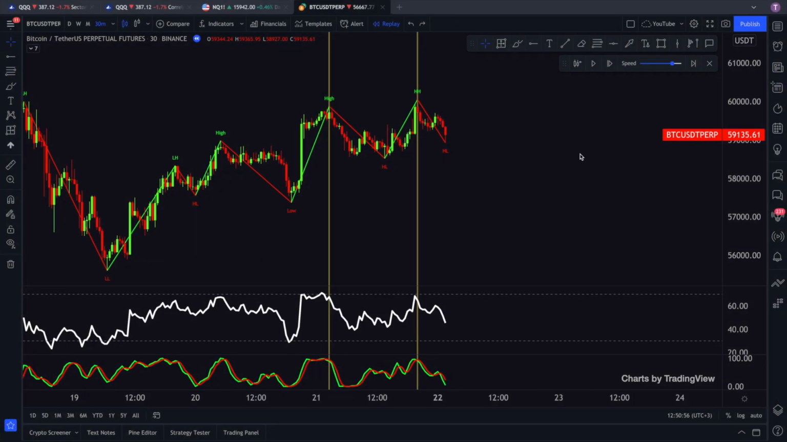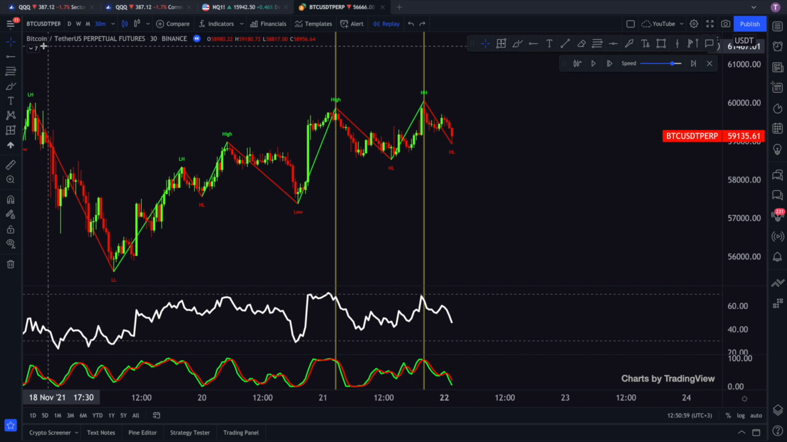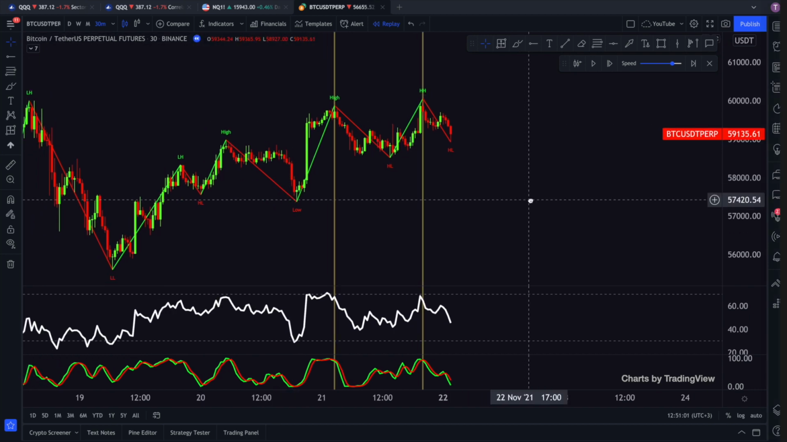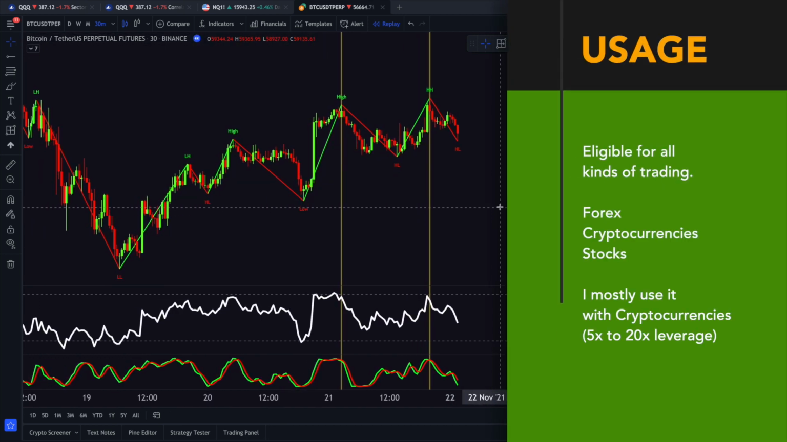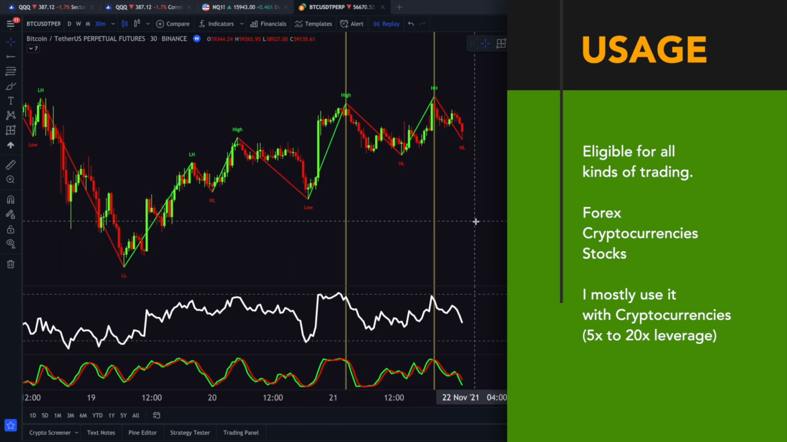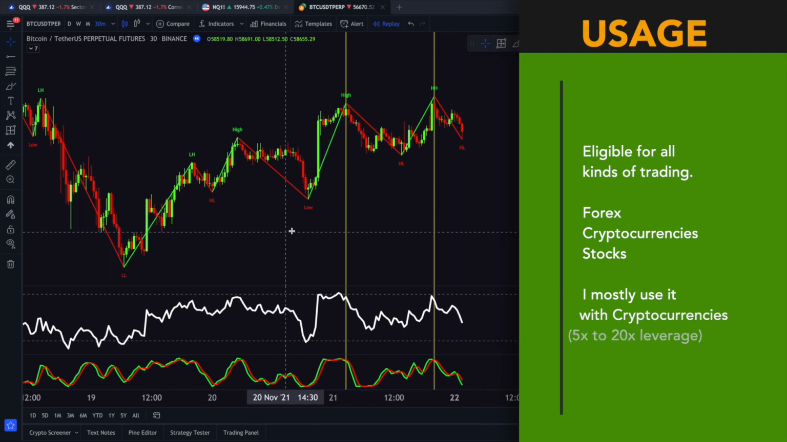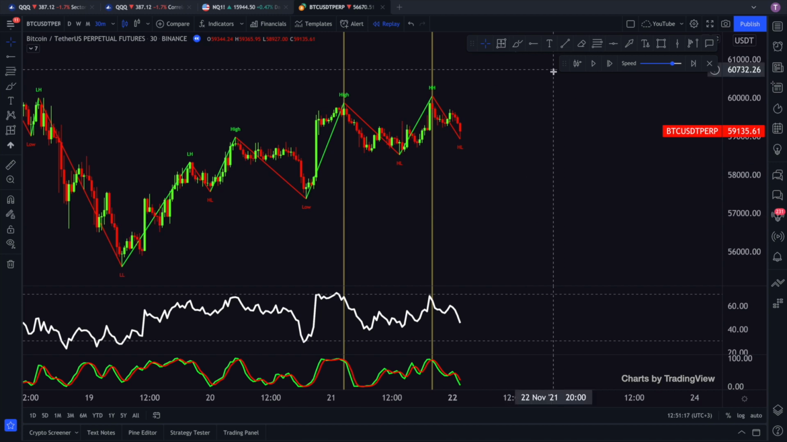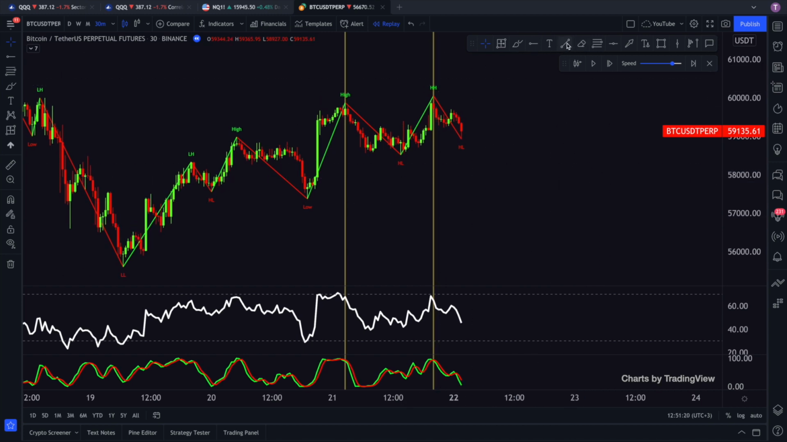Our first example is Bitcoin. I have to admit, I use this strategy with coins more than Forex and stocks because it just works really well. I just use 5 to 20 times leverage, depends on how much I trust the position. Now, this one is a textbook example of how I trade my 4 steps RSI trading strategy. Step 1. I confirm the RSI divergence. As you can see, it is a perfect divergence.